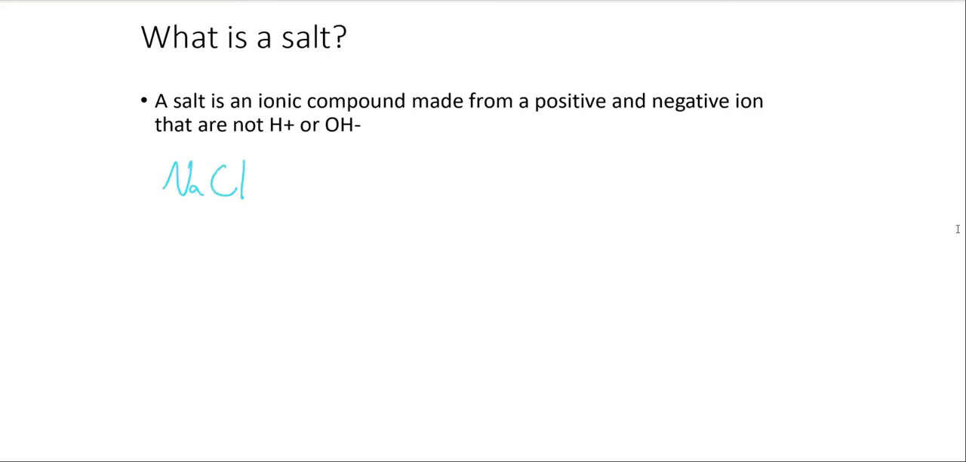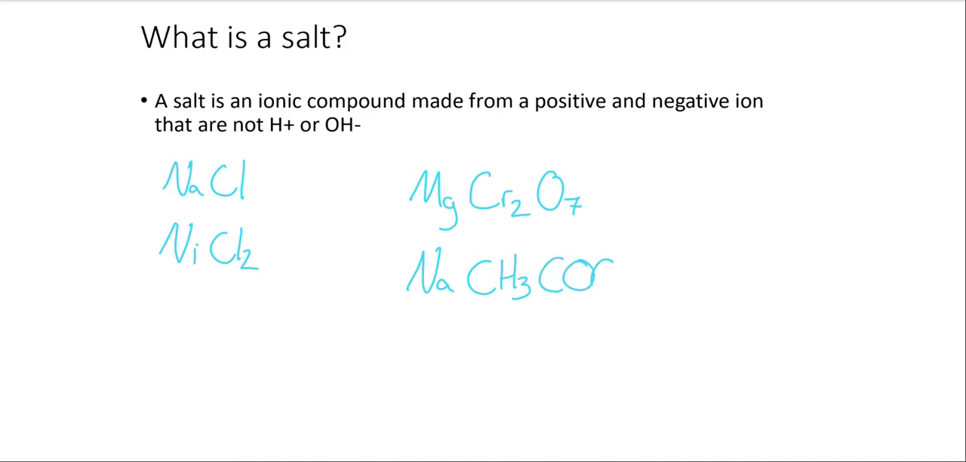Sodium chloride is a salt. That's actually a regular old table salt, and it tastes salty. Nickel chloride is green, and that's pretty interesting. Magnesium dichromate is an orange salt. This is sodium acetate. Sodium acetate is actually the primary flavor in salt and vinegar chips.